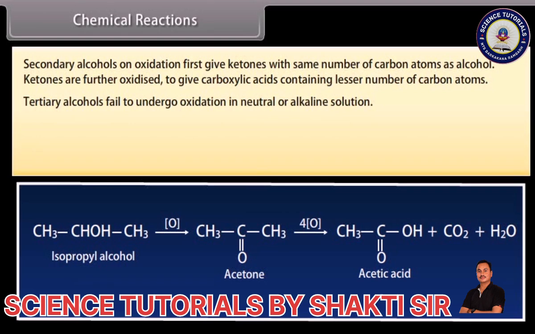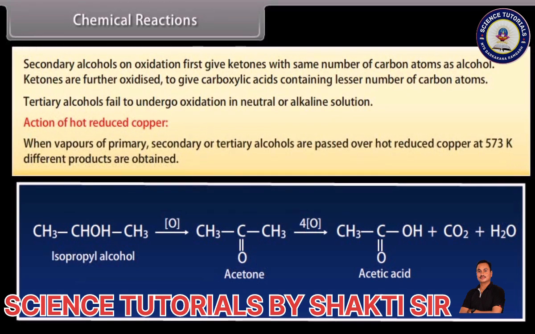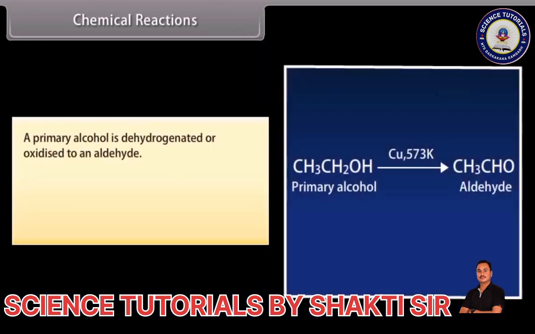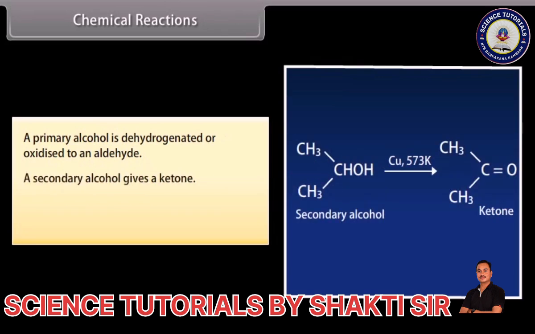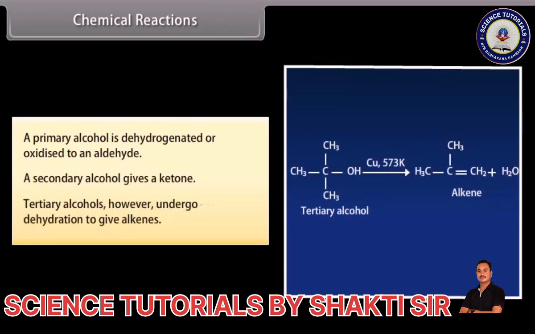Tertiary alcohols fail to undergo oxidation in neutral or alkaline solution. Action of hot reduced copper. When vapors of primary, secondary or tertiary alcohols are passed over hot reduced copper at 573 Kelvin, different products are obtained. A primary alcohol is dehydrogenated or oxidized to an aldehyde. A secondary alcohol gives a ketone. Tertiary alcohols, however, undergo dehydration to give alkenes.